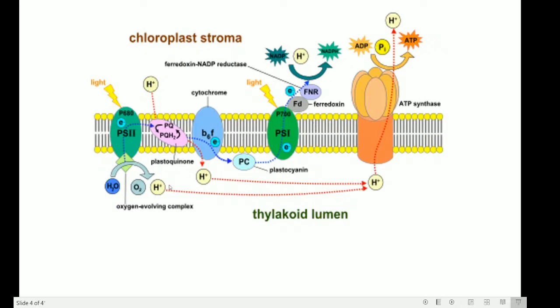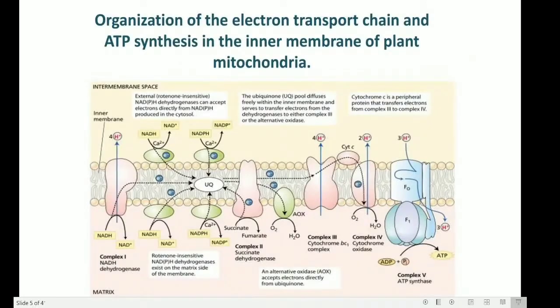Another thing, it's H. This H helps to directly act on complex 4. That complex 4 helps to produce ADP to ATP. These are all very important in the chloroplast stroma. And another thing is the organization, how the electron transport chain is organized and how it is producing ATPs in the inner membrane.